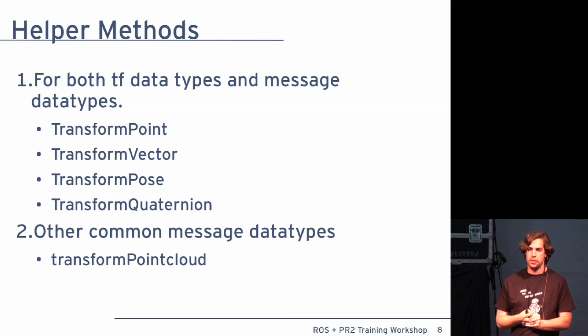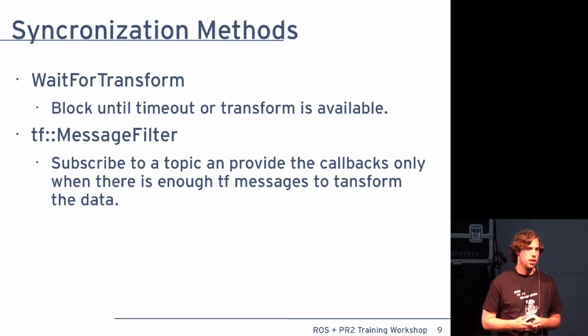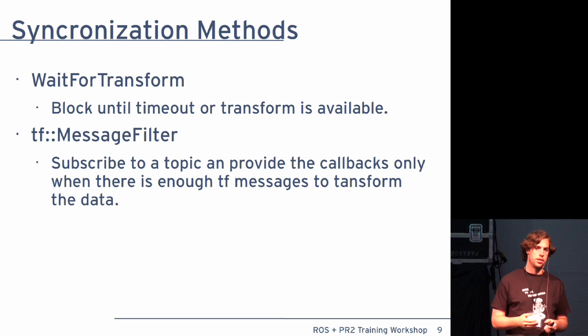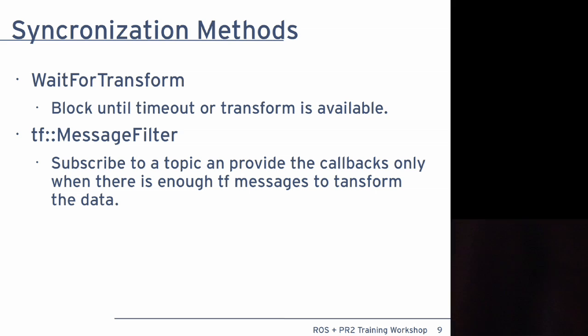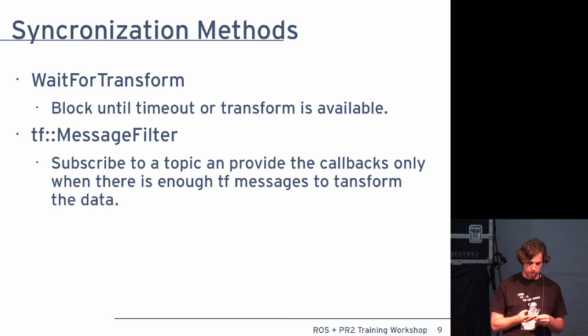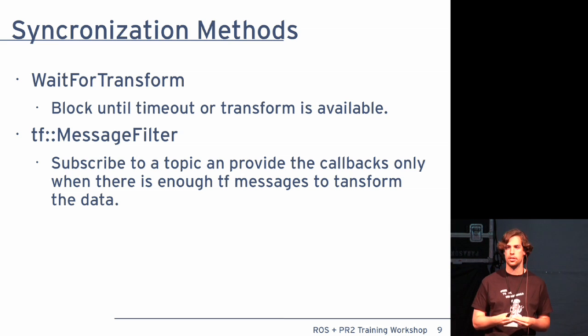So one of the most complicated things about TF is keeping things synchronized. Because you're working in a distributed system, and you need both your data to be available and the transform data to be available to transform that data into whatever frame you want, you have to be able to wait for one or the other. The way we do this is that there is the very simple method, wait for transform, which will do exactly what it sounds like. It will block until the transform for that data is available.